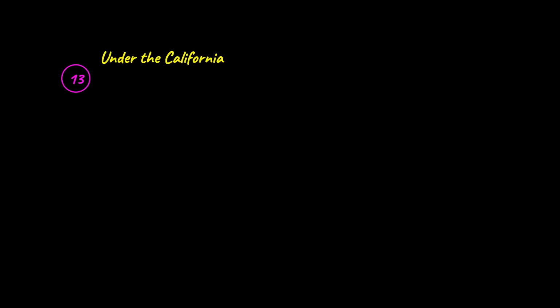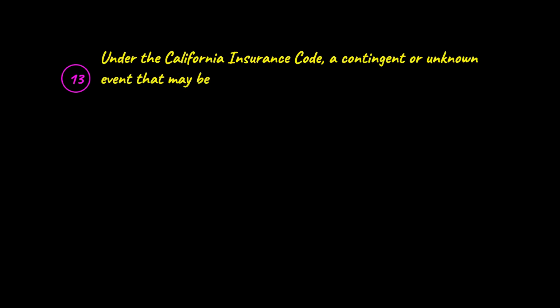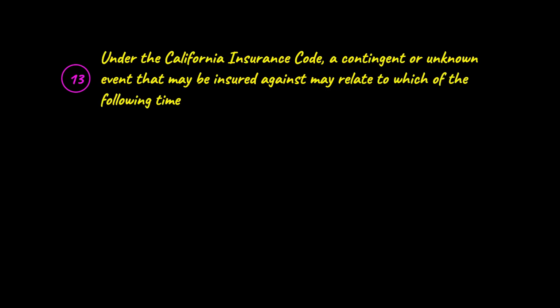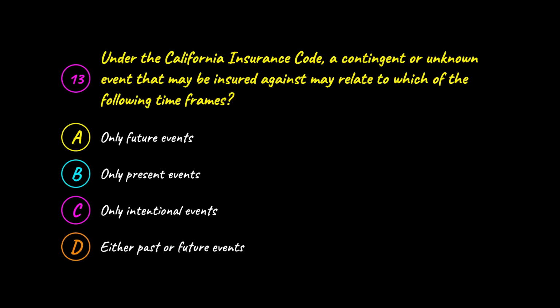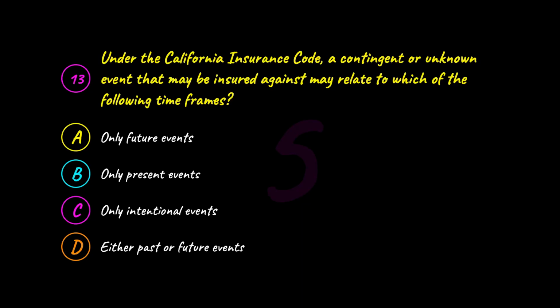Question 13. Under the California Insurance Code, a contingent or unknown event that may be insured against may relate to which of the following time frames? Your options are: A. Only future events. B. Only present events. C. Only intentional events. D. Either past or future events. Pick one. Trust your gut. Here's your chance to test yourself.